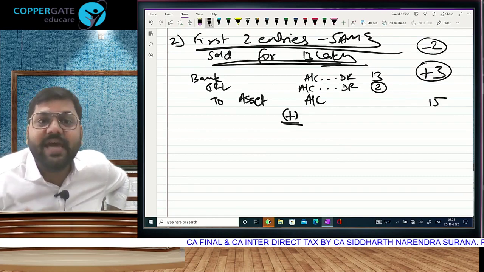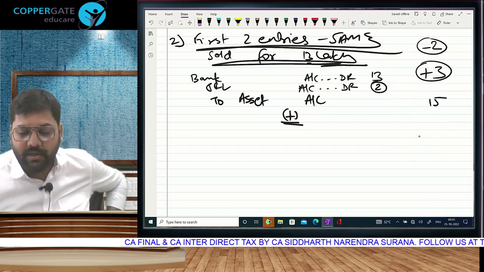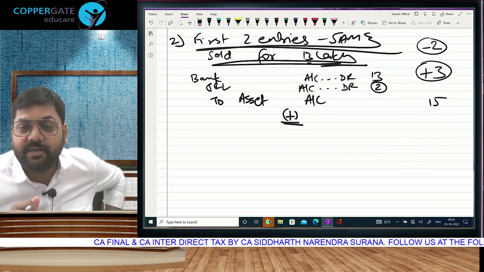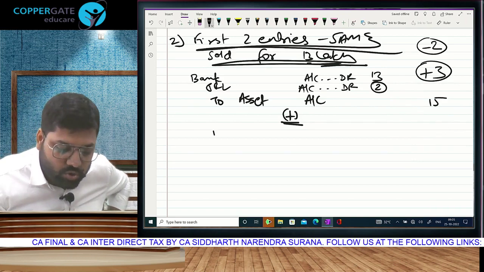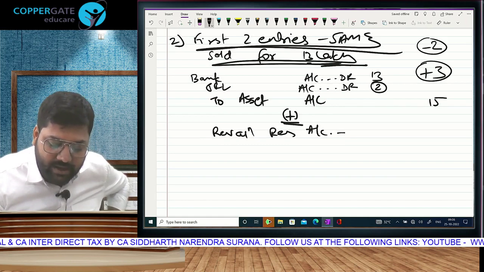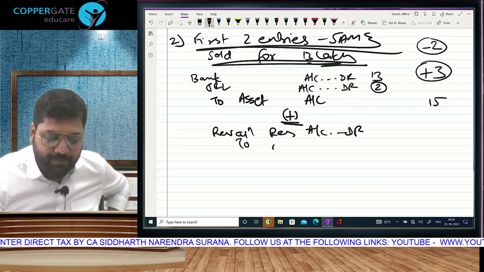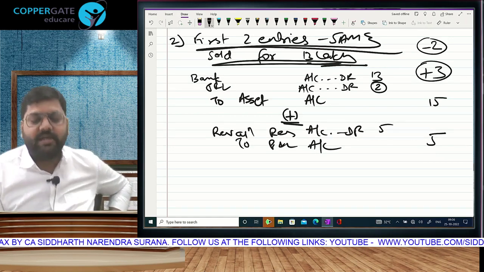What? Is the asset sold? Yes. Are you removing the asset from accounts? Yes. If a particular asset is getting removed, to uska revaluation cannot remain. Revaluation also has to go. You should have passed this entry. Revaluation reserve account debit to P&L account. If the asset is going away, to uska revaluation also has to go away.